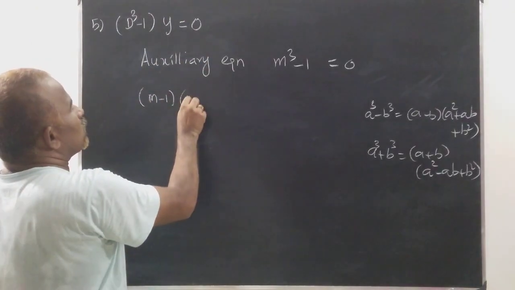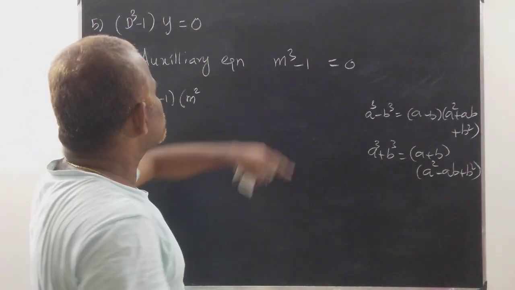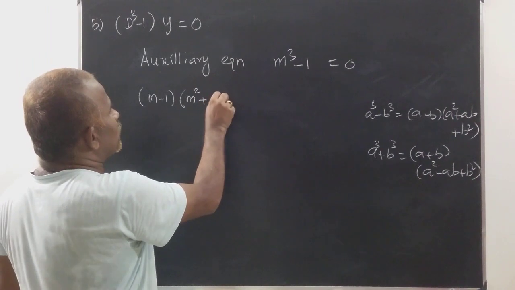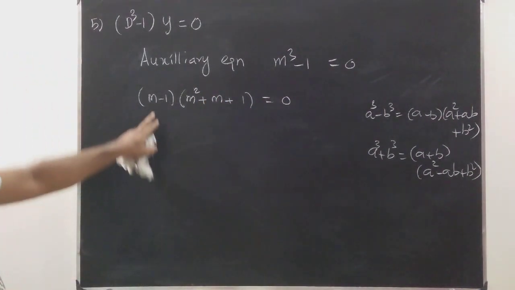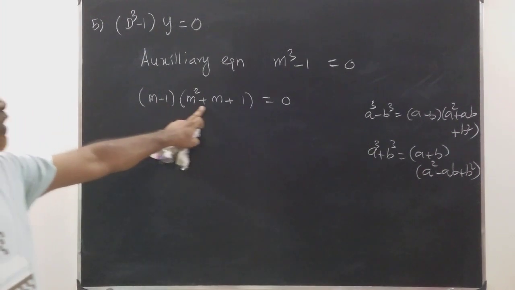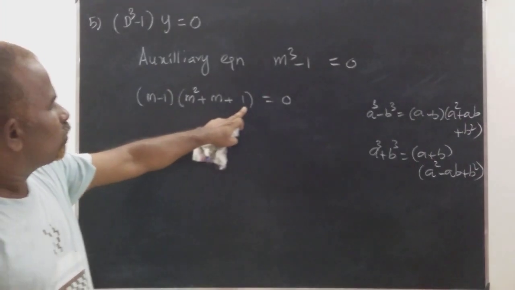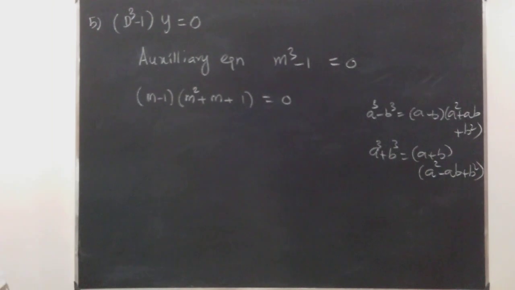So therefore m squared plus m into 1, m plus 1 squared, this is equal to 0. So therefore m is equal to 1 is the root. So definitely the roots of this equation will be imaginary.